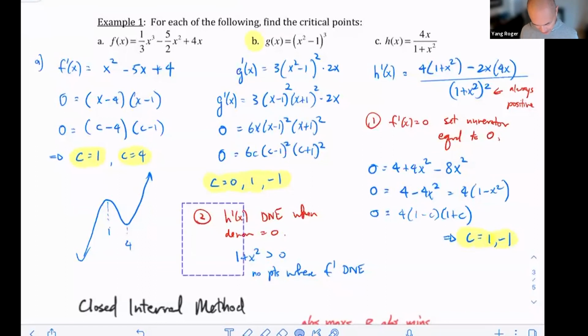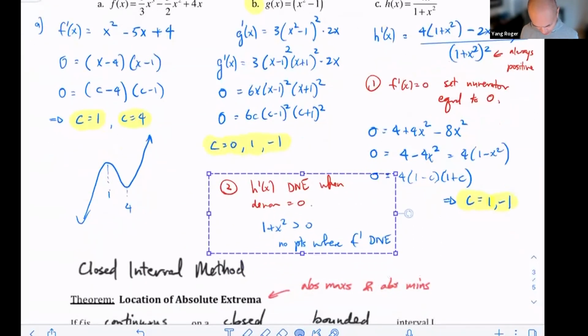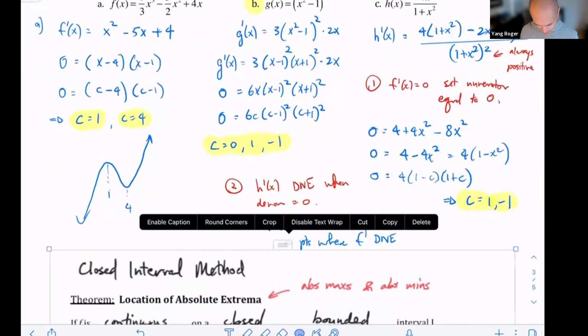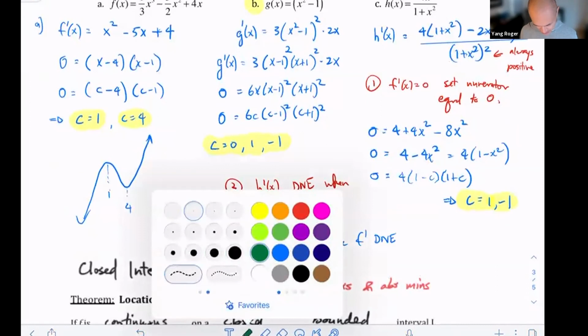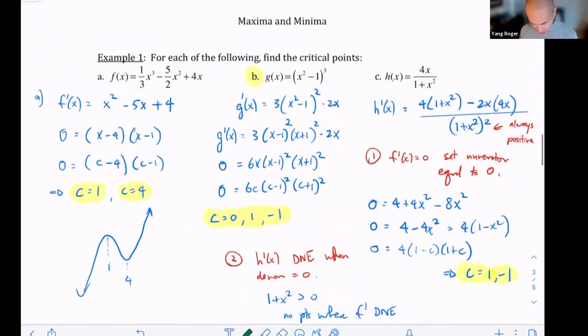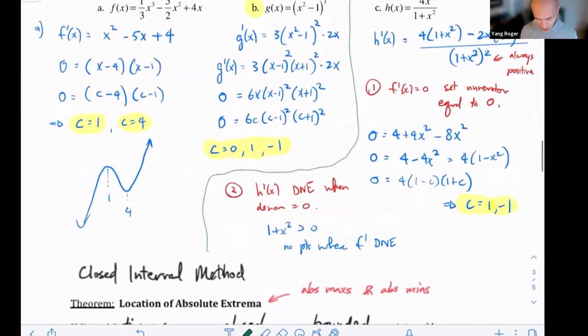I'm going to move this slightly so then you don't think it's part of some other problem. Maybe I'll put like a little fence thing and make a green fence. Like so. Like this. Okay, this is all part of part C.